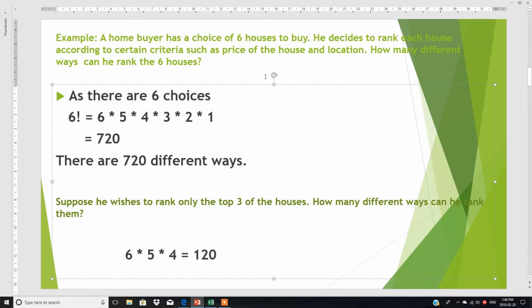Here we will use the factorial. So how many total houses he has? He has 6 houses. It means 6 factorial. So 6 factorial means you have to start with 6, multiply by 5, multiply by 4, multiply by 3 and 2 and 1. If you write down, you can start from here 1, 2, 3, 4, 5 till the number, and the number is 6. Multiply all these numbers, you will get 720. 6 times 5 is 30, 30 times 4 is 120, and 120 times 6 is 720. So there are 720 different ways he can rank the 6 houses, right?